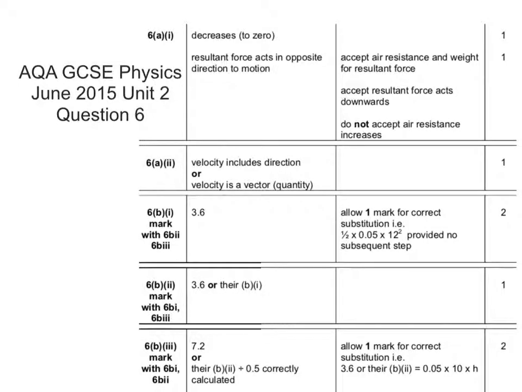This is question 6 for the AQA GCSE Physics June 2015 Unit 2 question paper. On screen now is the mark scheme for the question, so please mark your work. Because the question is quite a long one, the mark scheme has been split over two sides, so you may wish to pause the recording now so you can mark 6A part 1 to 6B part 3, and the rest of the question will be shown on the next slide.